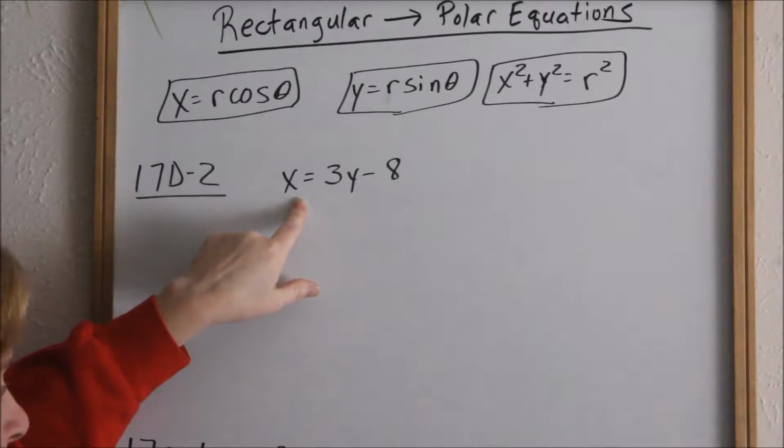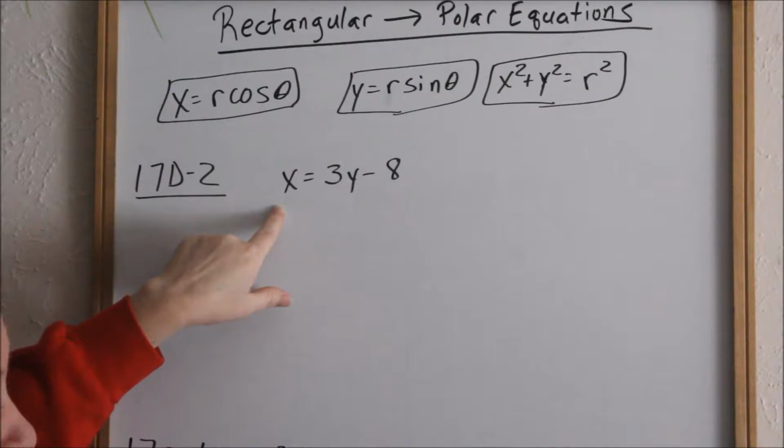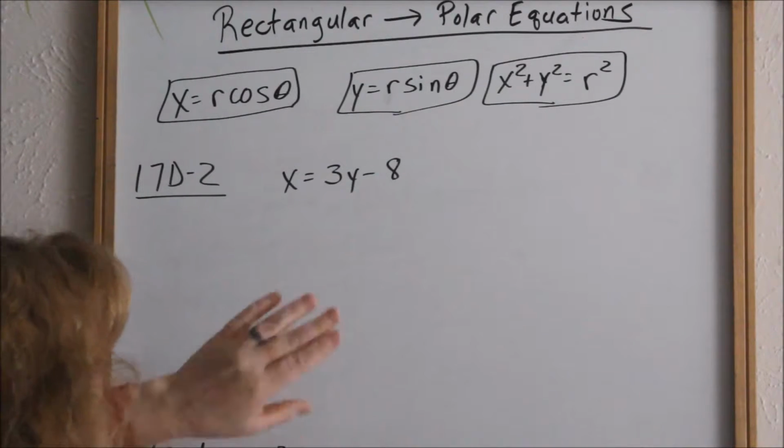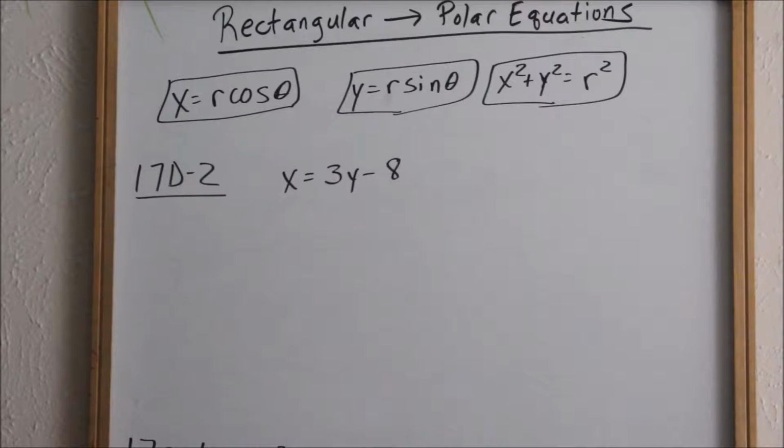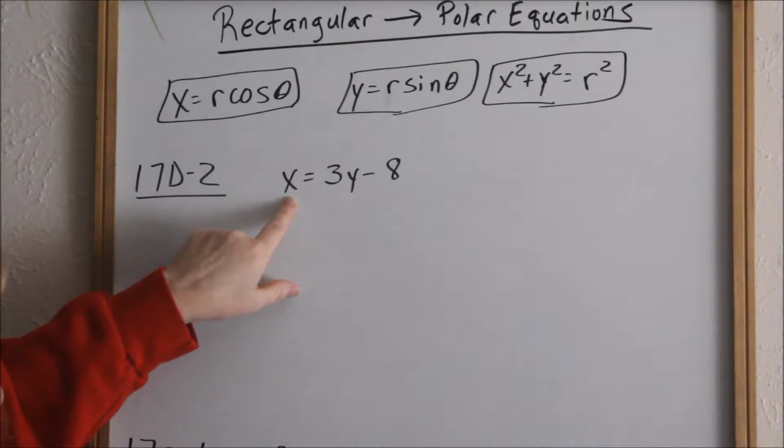Right off the bat, I can tell that equation's a line because I can move y over, and x and y are added or subtracted, and that's a line. I don't need to know it's a line, I'm just realizing in my head that it's a line. So, okay, what did we say that x equals?